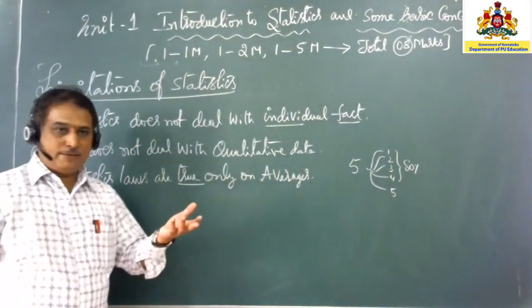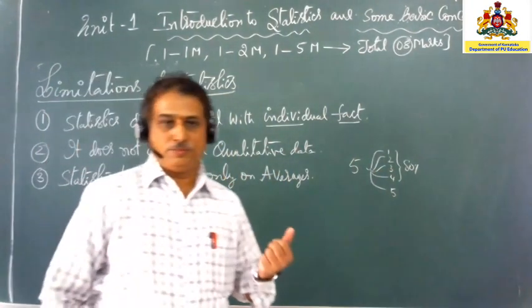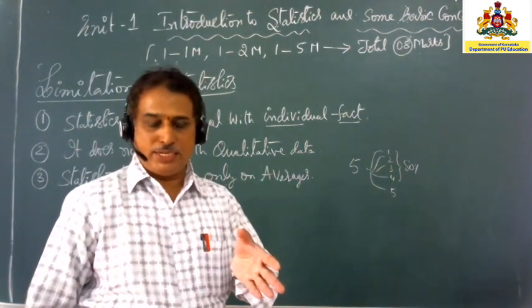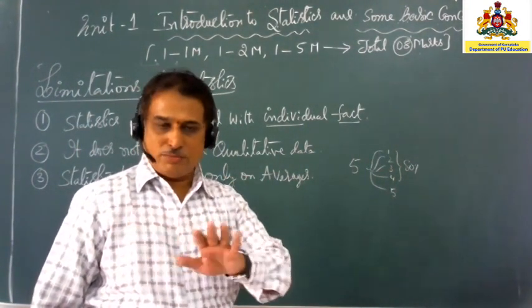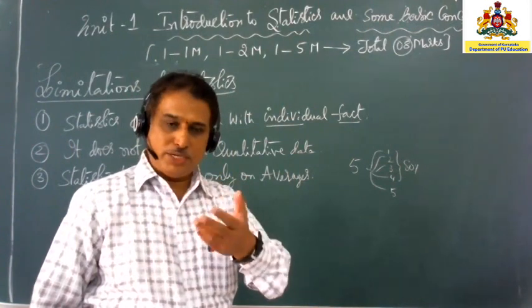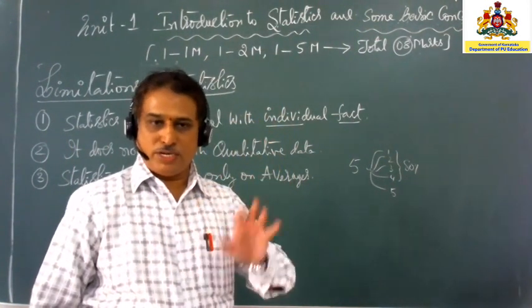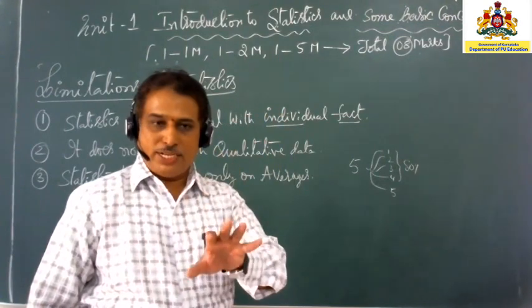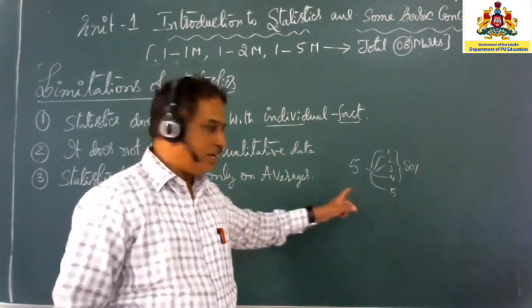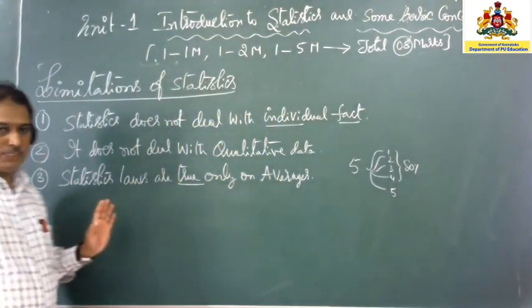In SSLC, percentage also. One student scores 80%. He need not score 80 in every subject. In one subject he may score 90, in another subject he may score 75. But the average is 80. It is true only on averages.